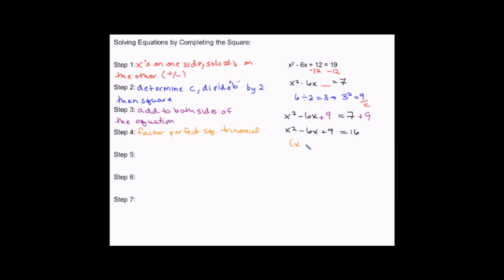Which I can easily do, because as you recall, this number tells me what goes here, and this sign tells me what goes here. So x squared minus 6x plus 9 is equal to x minus 3 squared. So I end up with x minus 3 squared is equal to 16. Now I want to solve this, and so in order to solve, I'm going to take the square root of both sides.